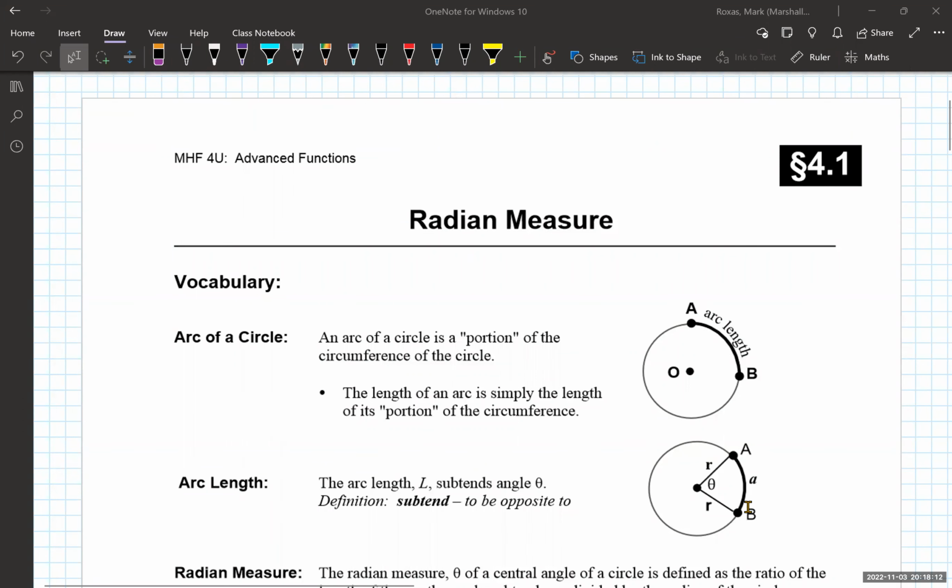If we create radius lines joining from the center of the circle to each endpoint of the arc, then you would say that the arc length subtends the angle theta created by these two radius lines. We're going to let that definition simmer as we go through the exploration.